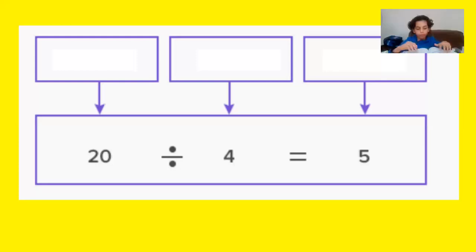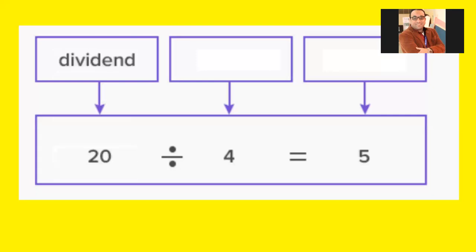Each factor in front of you has a name. But before I show the names of the factors, I want you, Ammar, to compare between 20 and 4. Which one is bigger? 20. Very good. And which one is smaller? 4. My dear students, 20 is called dividend. Can you repeat after me, Ammar? Dividend, dividend, dividend.